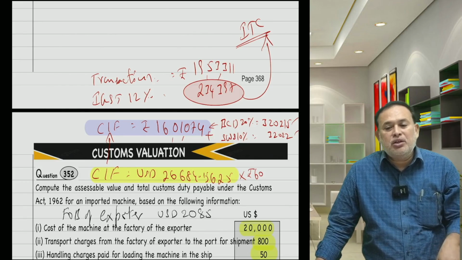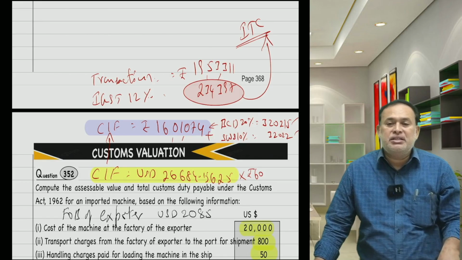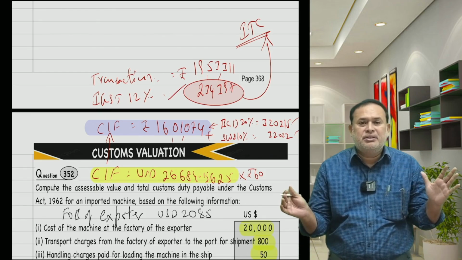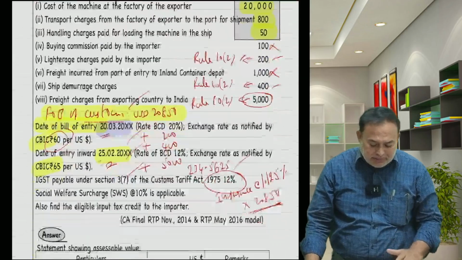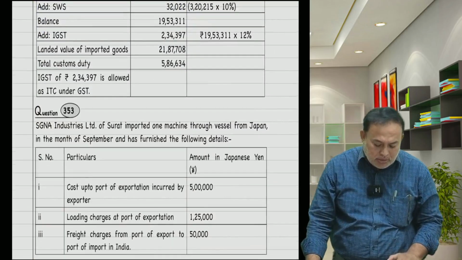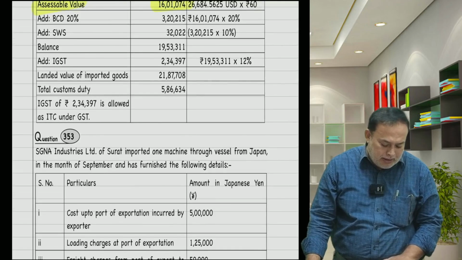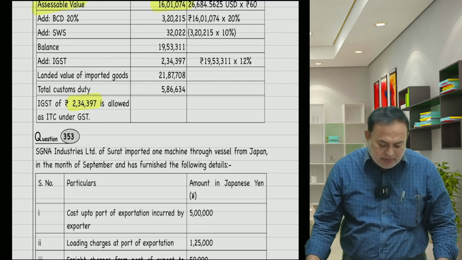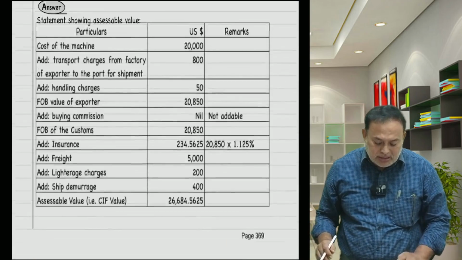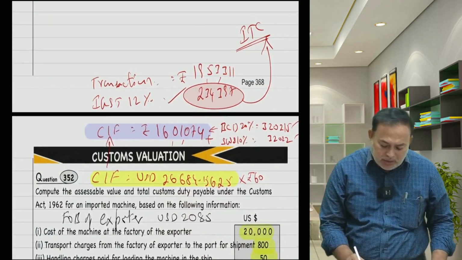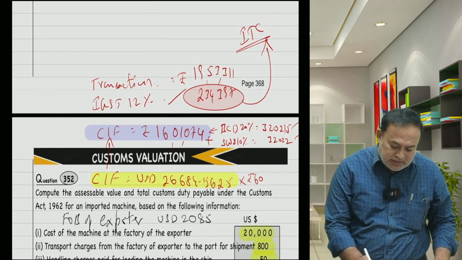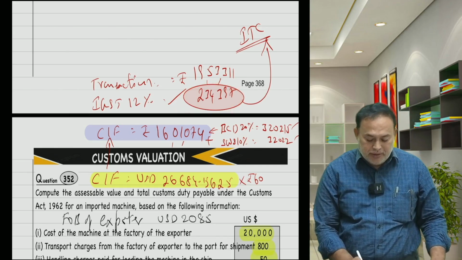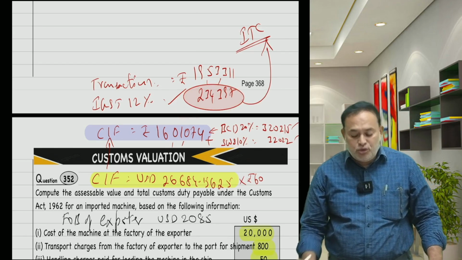So 2,34,397 is the IGST. If this value is correct, everything is correct, all computation is correct. Let's check how much IGST will be allowed. IGST 2,34,397. Here we got the same value, the way in which you have to compute.